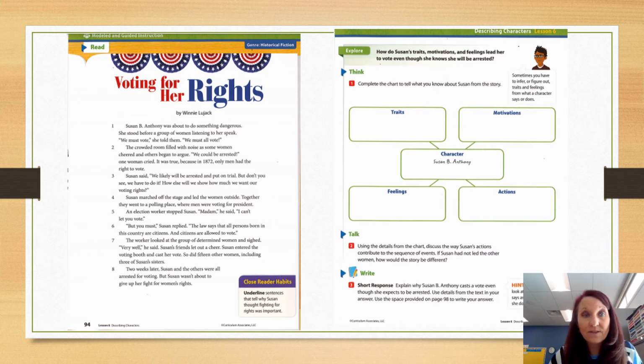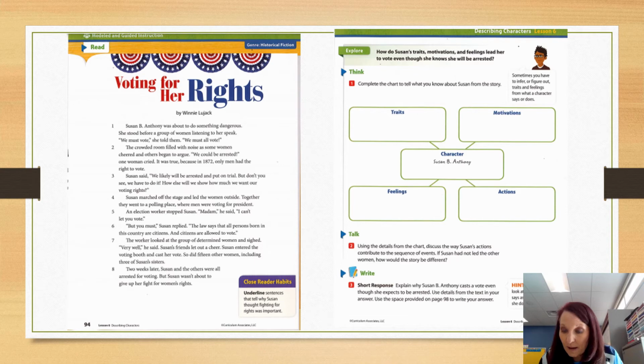Okay, so hopefully you read the story. Now I'm going to go ahead and read it with you. Since this is our second read, since you already read it once by yourself, this time we're going to be looking for evidence for the traits, motivations, feelings, and actions. Okay, follow along as I read to you.